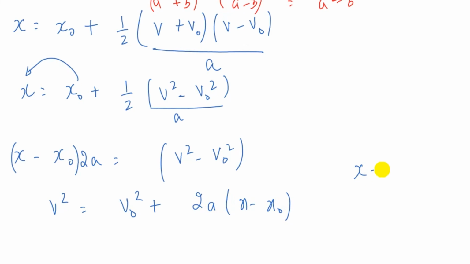And what is x minus x naught? This is the final position, this is the initial position, so this is delta x. So we can replace this term with delta x. So this is the fourth equation and the final equation of motion.